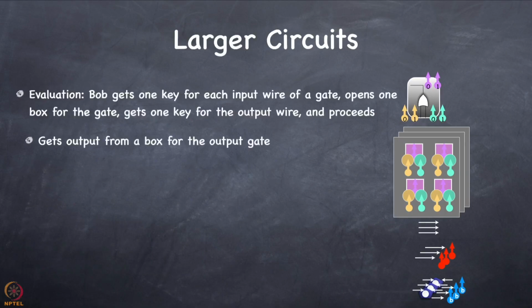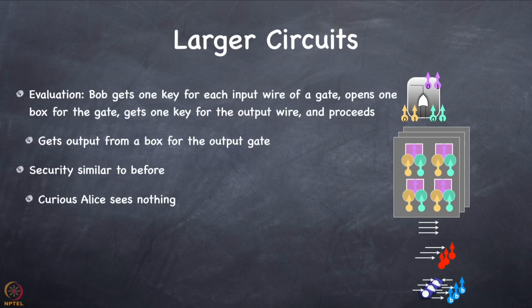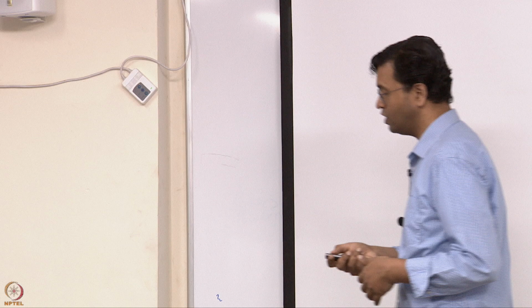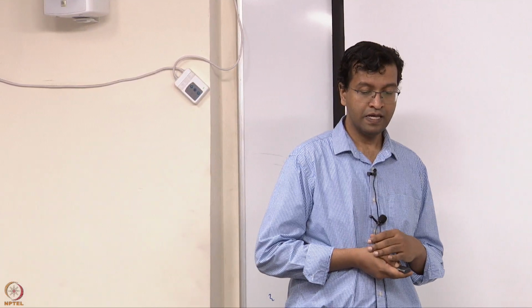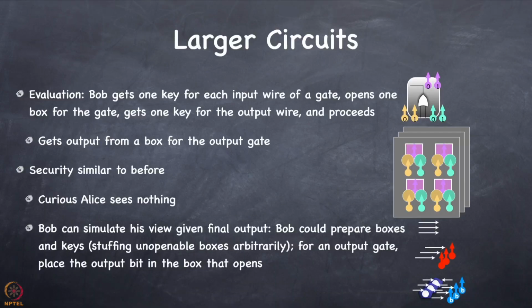So why is this secure? You have to pay some attention to the argument and convince yourself, but it works. As before, Alice sees nothing. She prepared a bunch of things and participated in some oblivious transfers as the sender. She learned nothing from that. Now, what we want to argue is that Bob saw a lot of things.